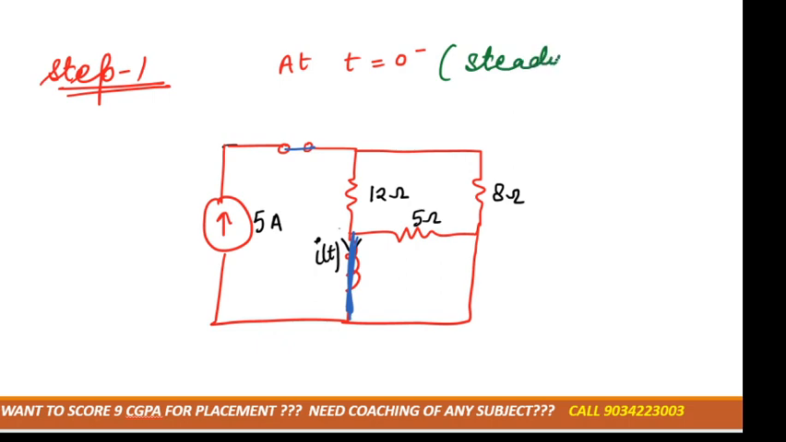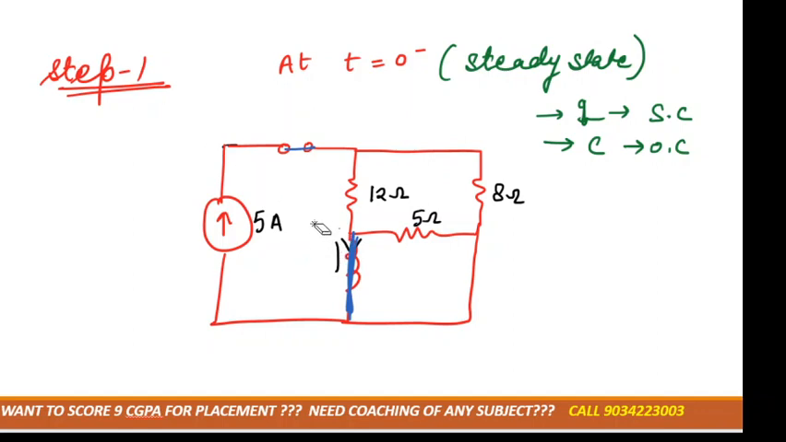Remember that this is the condition of steady state. In steady state, the switch has been closed for a long time, so the inductor will behave as a short circuit. If there were a capacitor, it would behave as an open circuit, correct? So the current flowing here would be I of 0, because it is at t equal to 0. We need to calculate I of 0, which we can do simply using mesh analysis.